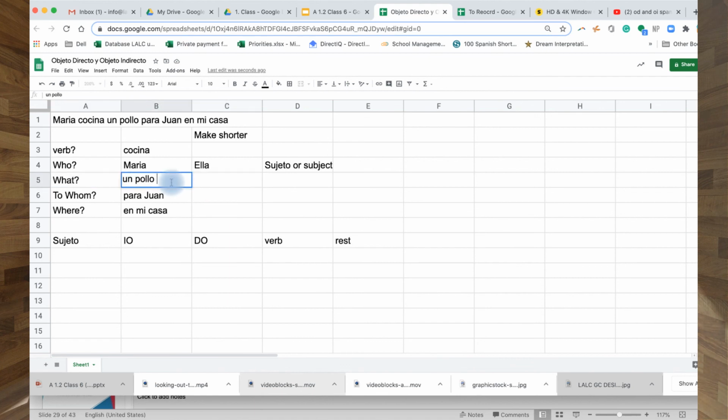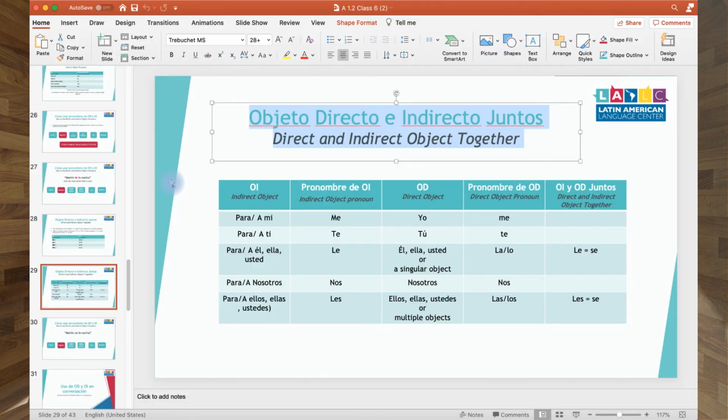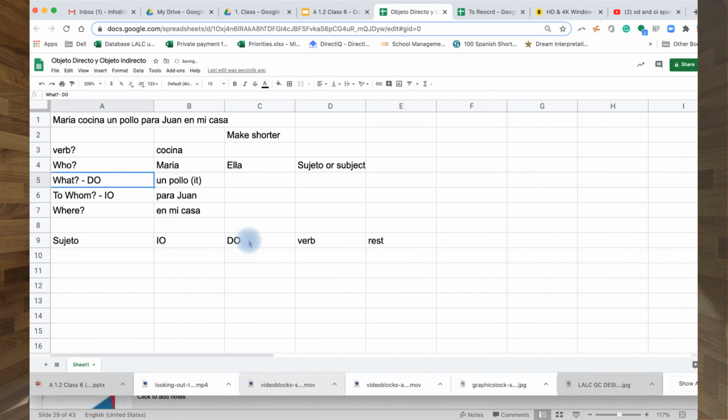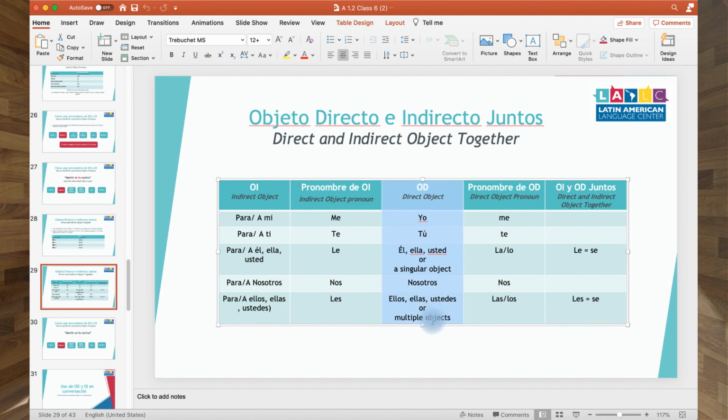pollo. So pollo, guys. Pollo is a thing, yes or no? Yes, it's like eat, right? But you remember we have feminine and masculine in Spanish. So is it a feminine or a masculine thing? Masculine. Okay, so you have to go direct object, remember? What always answers to the direct object. Remember that. And to whom? Indirect object. And if it helps, you can put it in here. What? Direct object. To whom? Indirect object.